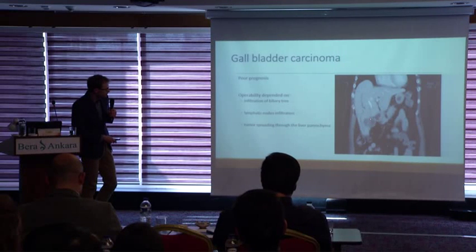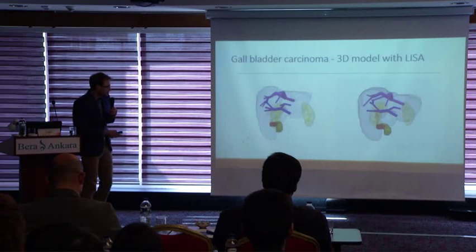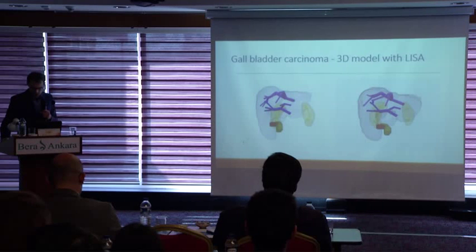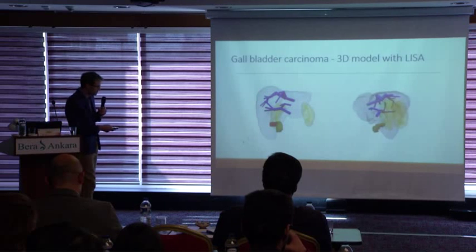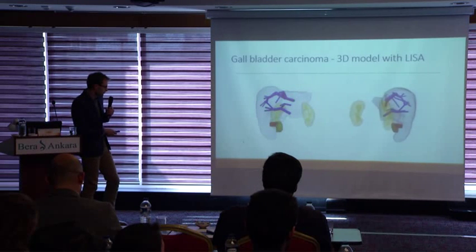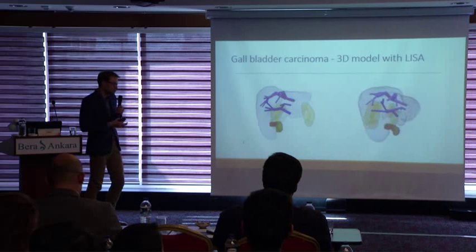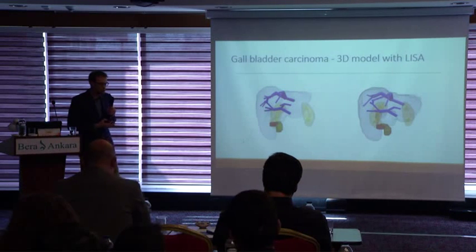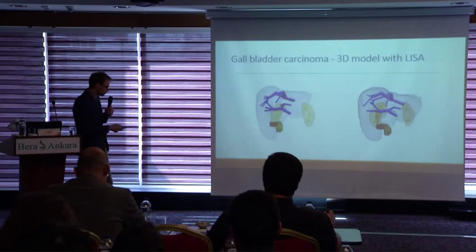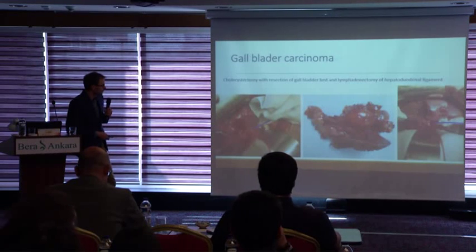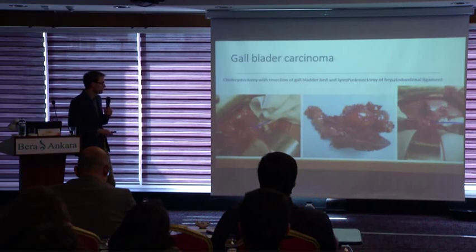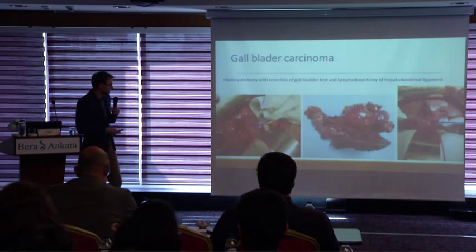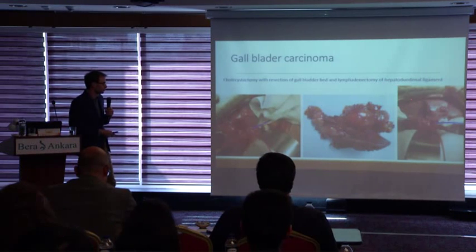Here you can see the gallbladder and the infiltration of the gallbladder bed in the liver parenchyma. We also assess it in our LISA system. Here it's necessary to say that the resection of the gallbladder bed is not so big, so we don't usually use the assessment of future liver remnant volume. In this patient, cholecystectomy with resection of the gallbladder bed and lymphadenectomy of the hepatoduodenal ligament is usually indicated.